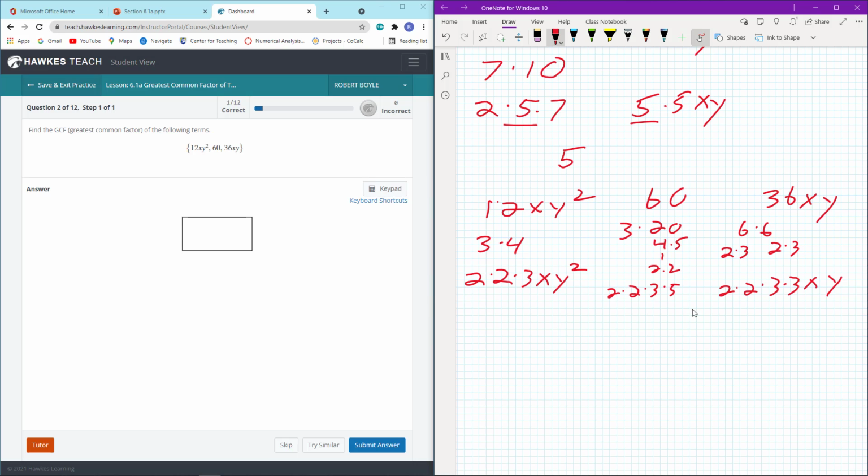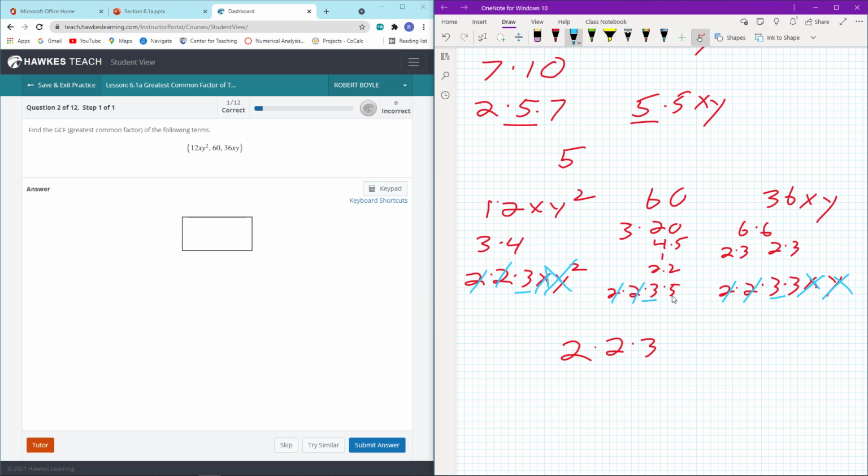So notice each term has a 2. Actually, each term has two 2's. And then each term has a 3. There's a 3 there, a 3 there, and a 3 there. What about the x? Well, there are no x or y terms in the second term, so this is out. The y, the same thing. They are not coming across all three.